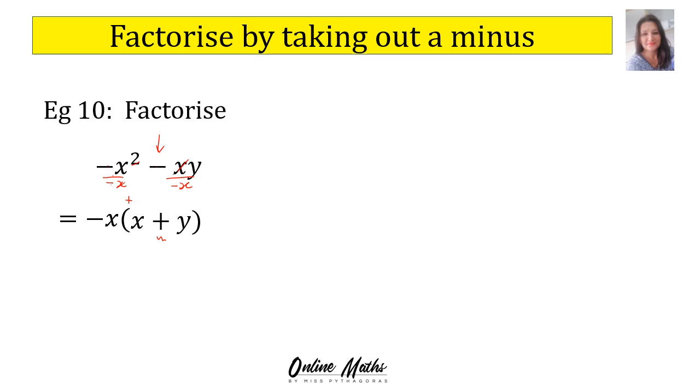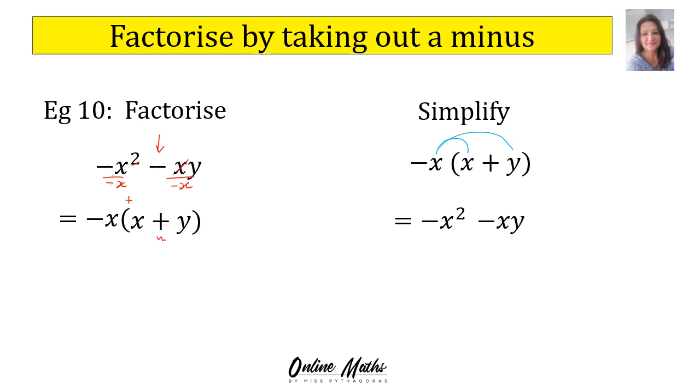And then let's check whether we were right. When we simplify that, we have a negative x times positive x is negative x squared, and negative x times y is negative xy.